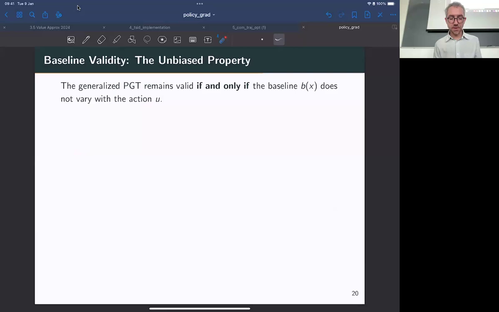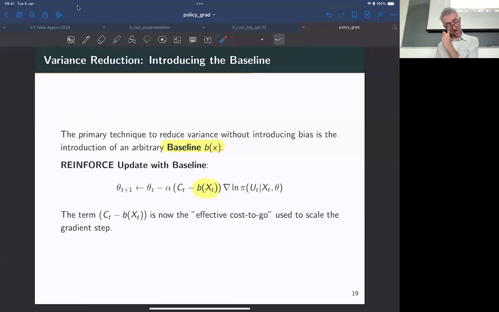So this is a generalized version of the policy gradient theorem with the introduced baseline. And it remains valid if and only if the baseline does not vary with the action U. So the baseline can depend on the state, but not on the action. Why is the term CT minus the baseline called the effective cost to go? It's effective because it's the one that you actually use, the one that is used in reality, in practice. Maybe we could call it the actual cost to go, if you prefer.